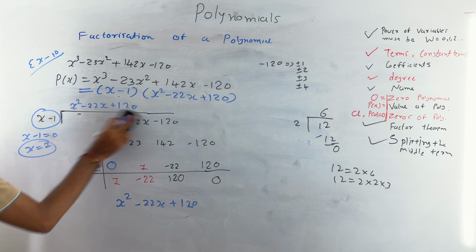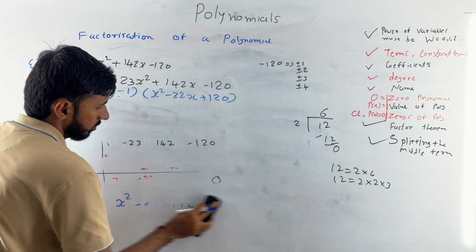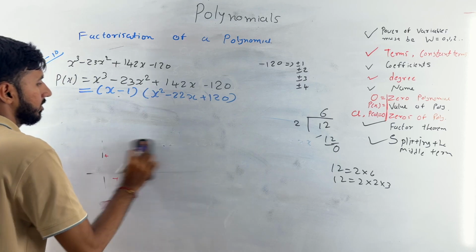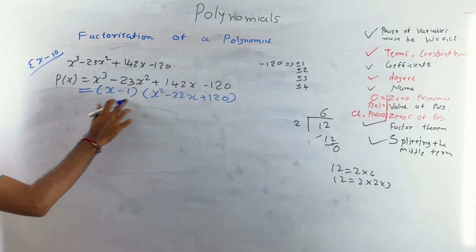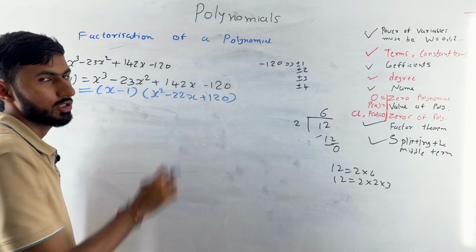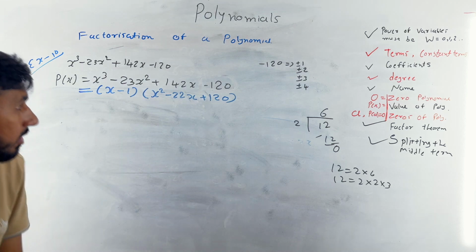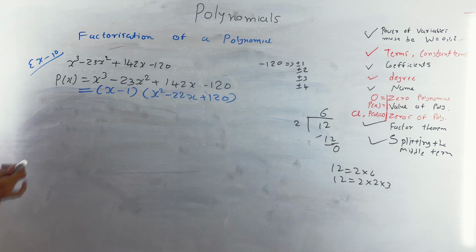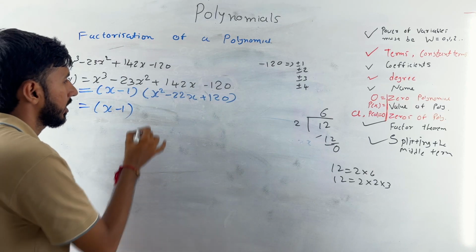Now I can erase this. What is your second step? Your second step is to divide the cubic polynomial by x minus 1 and write the quotient here, right? Now you can see this is a quadratic polynomial, and you know the method to solve a quadratic polynomial. You can solve it by splitting the middle term, right?